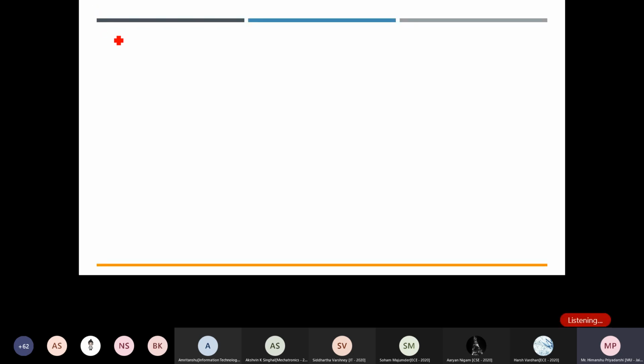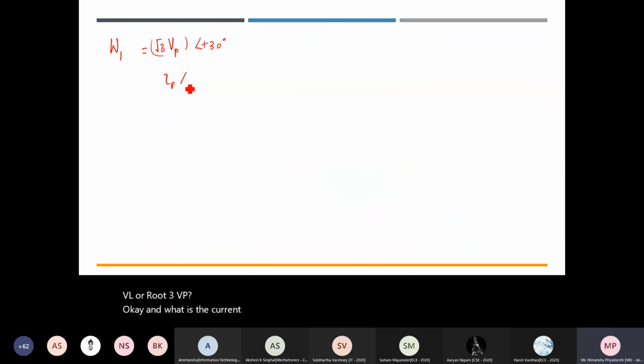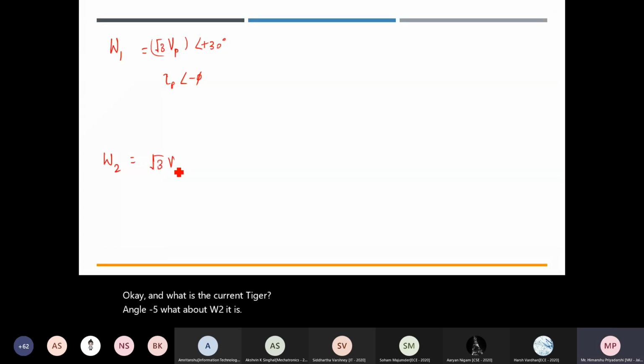So if you see, the reading on wattmeter 1 will be VL or root 3 VP. And what is the current IA? It is IP angle minus phi. What about W2? It is root 3 VP angle plus 90 degree, and current is IP angle minus 240 degree minus phi. So what will be the reading?